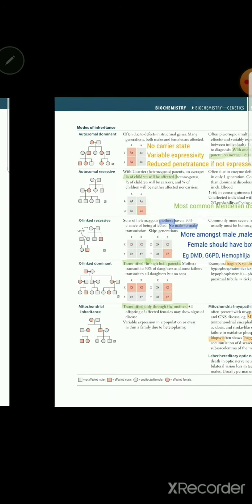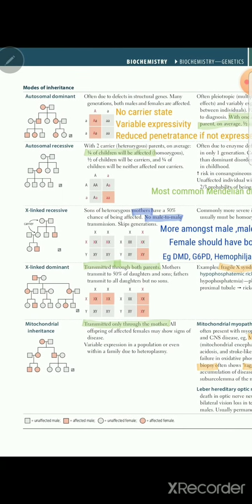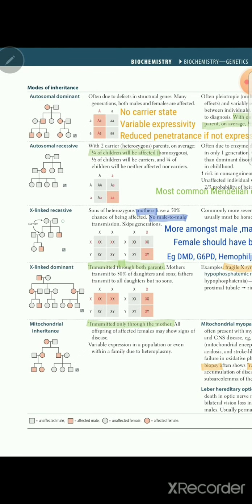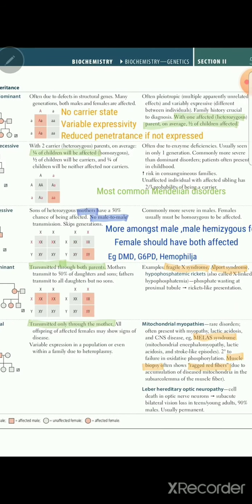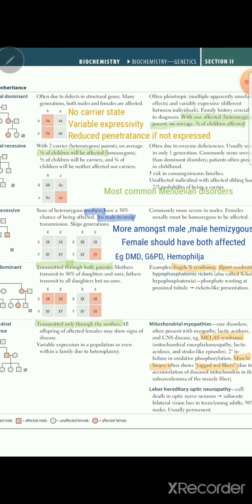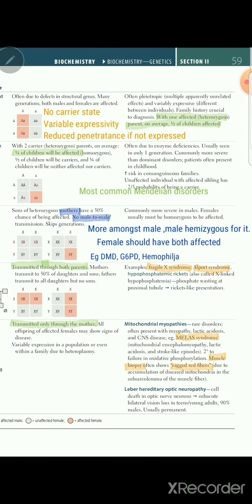Then next type is X-linked recessive disorders. We know that just like autosomal recessive, if a disease is X-linked recessive, in females who have two X chromosomes, it will not be fully expressed unless both are affected, so the female should have both affected genes. It means that it is more common amongst males because only one X chromosome is present in males, and if that is affected, it will behave like a dominant trait, and that's why male is hemizygous for X-linked disorders.